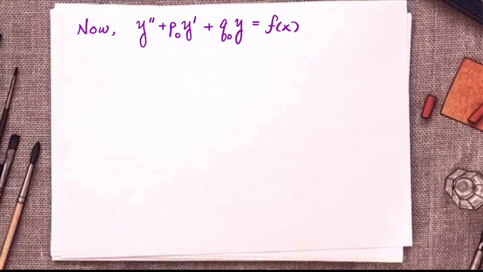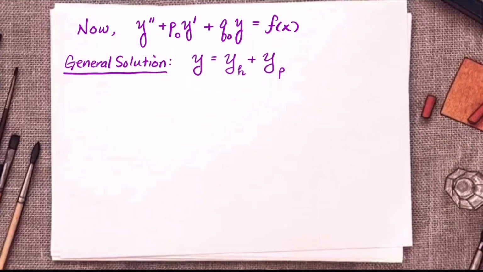Now onto the good stuff. What if this was not a homogeneous equation but equal to some function f of x? The general solution comes from some successive integration, and it comes from also the superposition of the homogeneous solution, which is the solution when f of x is equal to 0, and a particular solution, which would be any known solution.